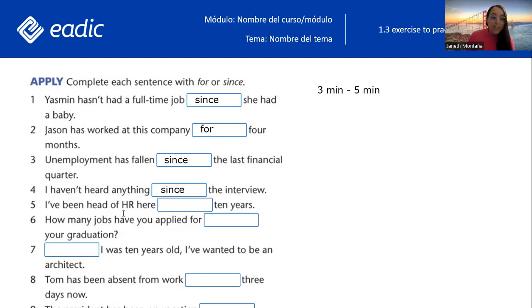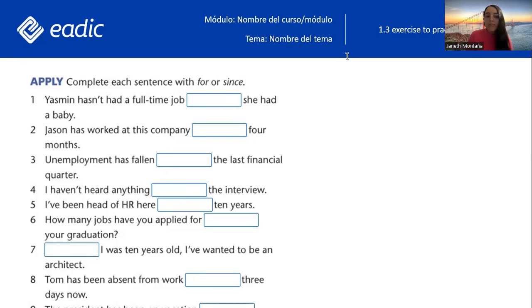Since the interview, I've been head of HR, that is human resources, for 10 years, a long period of time. How many jobs have you applied for since your graduation? Since is a specific time. Since I was 10 years old, I've wanted to be an architect. And another sentence: Don has been absent from work for 3 days now.